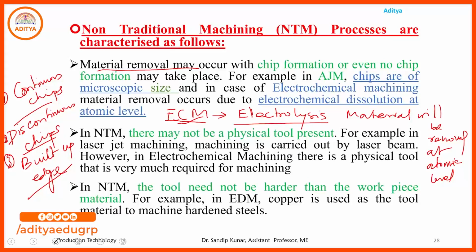Here the metal is not removed at the atomic level. Conventional machining means lathe machines, grinding machines, milling machines, shaping machines, drilling machines. We use these different conventional machining processes for manufacturing the finished product.